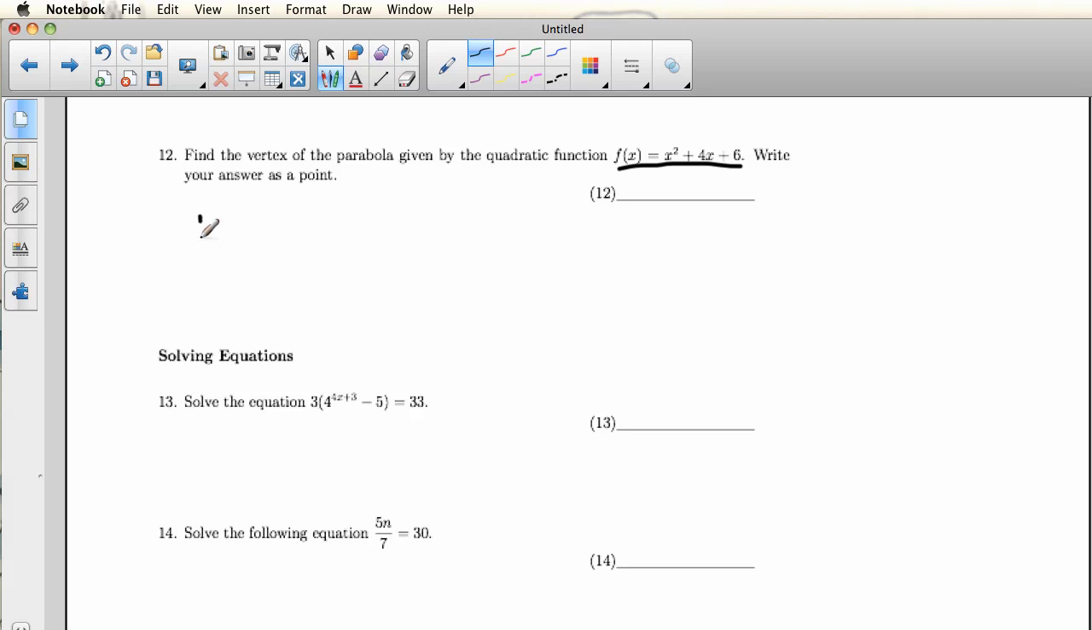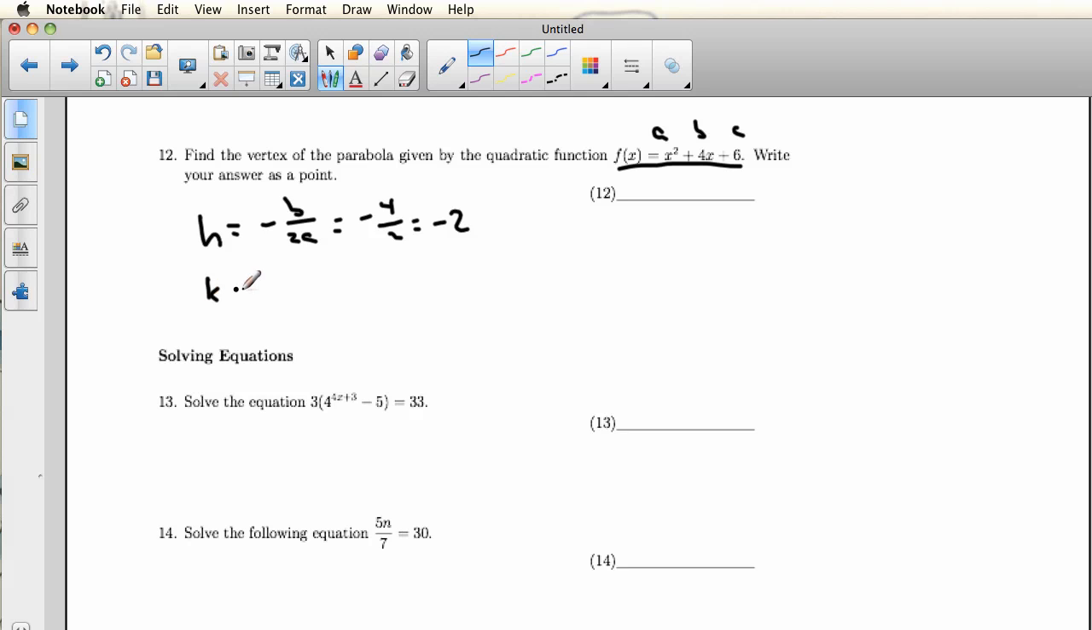So the x-coordinate of the parabola is given by negative b over 2a, where the b and a are the same as they are in the quadratic formula, a, b, c. So a here is 1, b is 4, so that's negative 4 over 2 times 1, so negative 2. So that's the x-coordinate. Traditionally we use h for that, but it doesn't really matter.